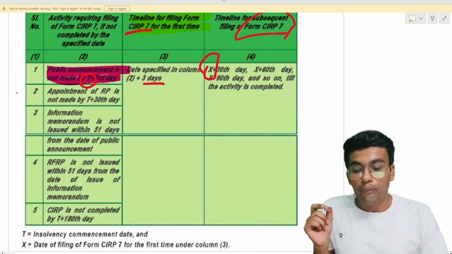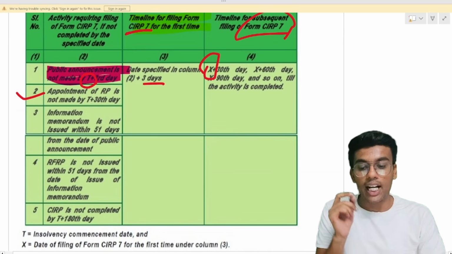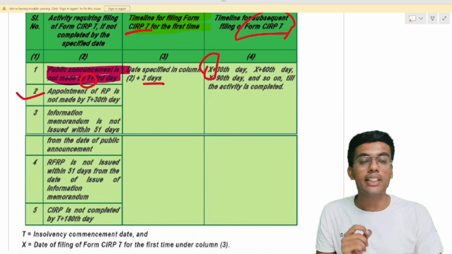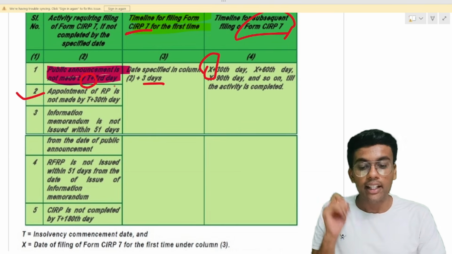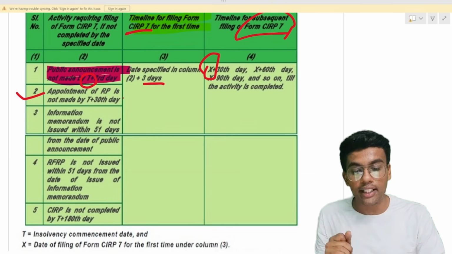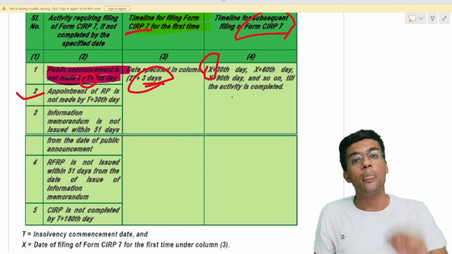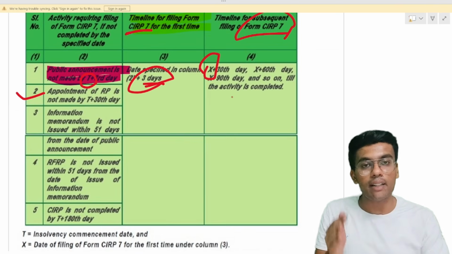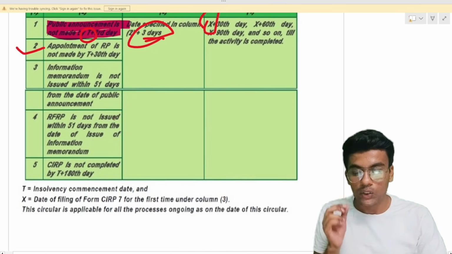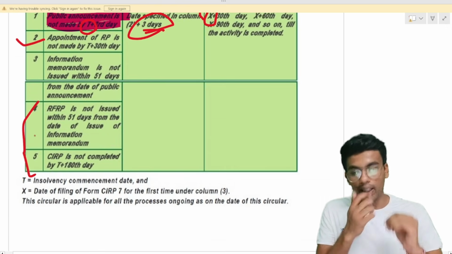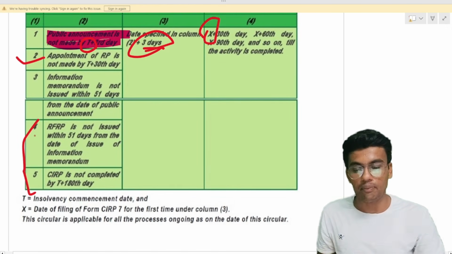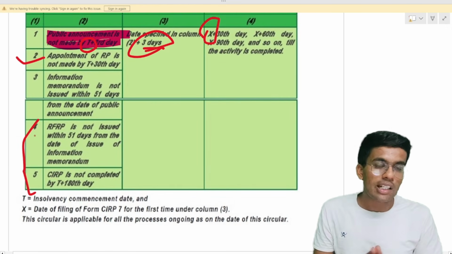Point 2 talks about the appointment of the IRP not being made by T plus 38 days. If you have not appointed a resolution professional by the T plus 38th day, then you have to file the form within the next 3 days plus 3 days, and every subsequent 30 days from the date up to which the RP was to be appointed. So I believe that all these provisions, these 3, 4 and 5, you can understand with respect to these 2 examples. That's all about the revision of IBC.